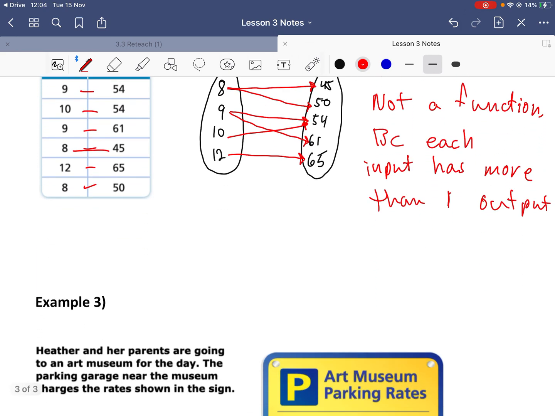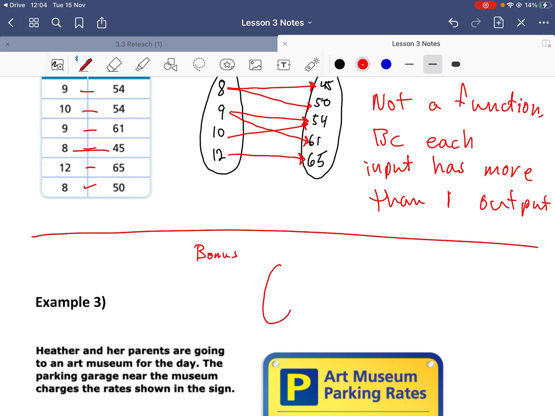All right. I want to highlight this. Let's say we have, this is an extra example. Let's just call this bonus. Let's say we have a relation that looks like this. We'll call this 1, 2, and 3. And we'll have 1 and 2. And let's say 1 goes to 1, 2 goes to 1, and 3 goes to 2.